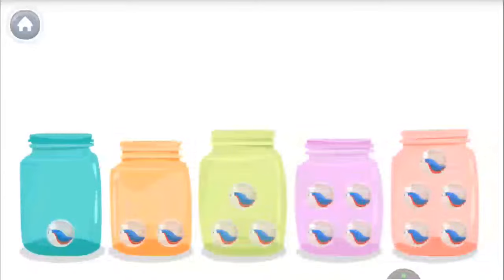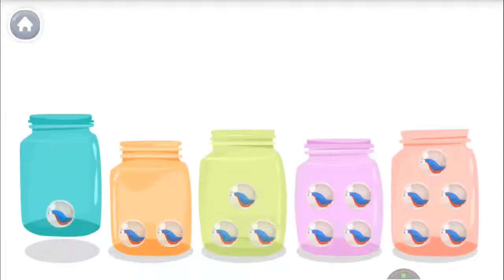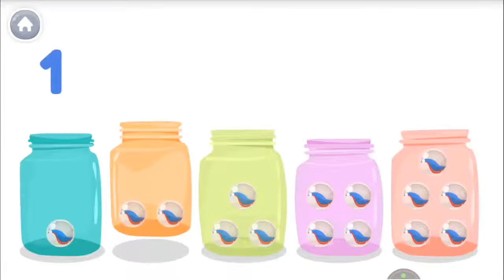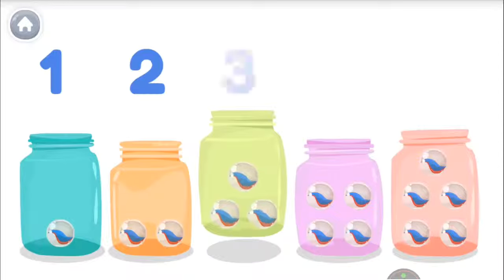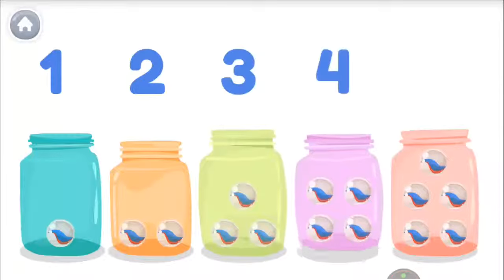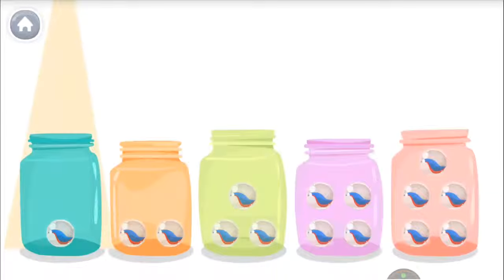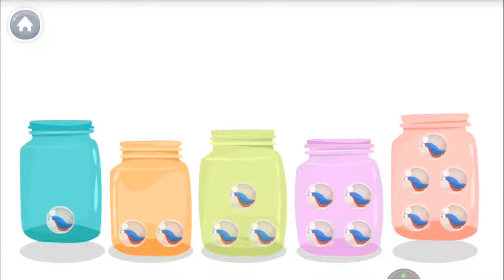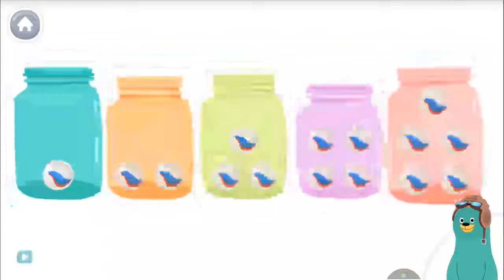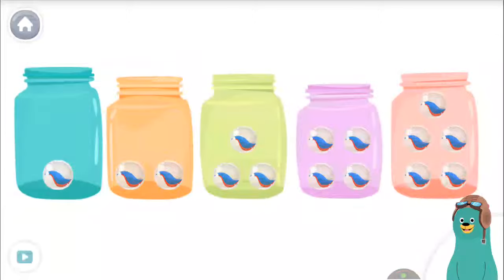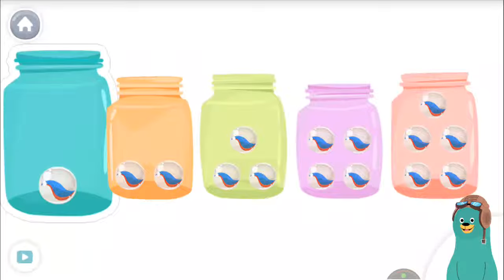I have a crazy marble collection. Check it out. This jar has 1 marble. This one has 2. This one has 3. This one has 4. And this one has 5. Which means this jar has the least number of marbles. And this one has the greatest number of marbles. Least to greatest. Tap the jars in order from least to greatest number.